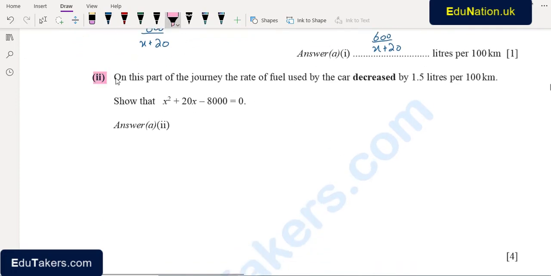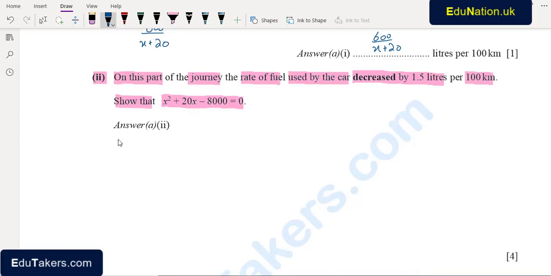Part 2. On this part of the journey, the rate of fuel used by the car decreased by 1.5 liters per 100 kilometer. Show that x square plus 20x minus 8000 is equal to 0. 600 over x minus 600 over x plus 20 is equal to 1.5.